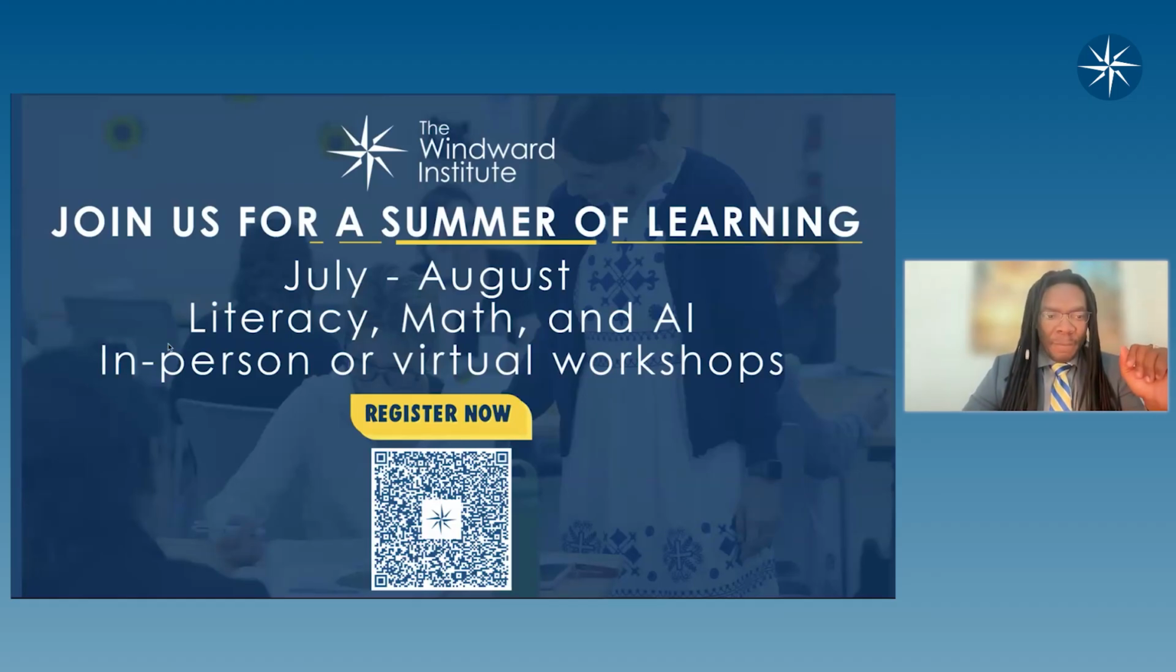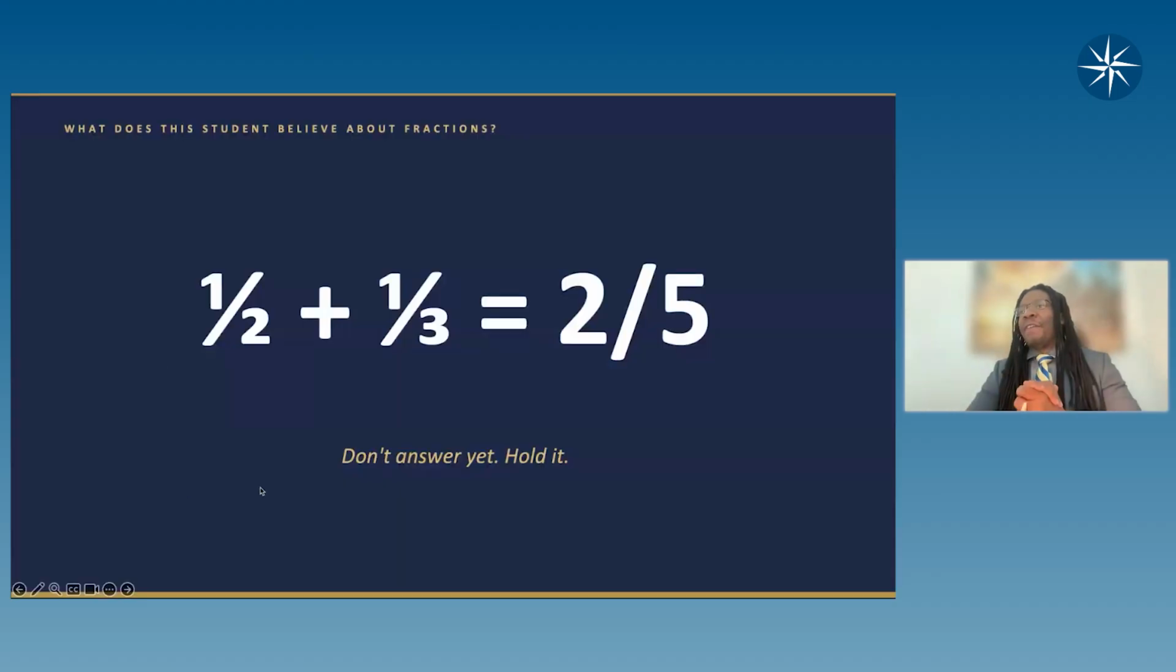But without further ado, I have this problem on the screen. You will type yes or no if you have seen this type of response from your students. Have you ever seen this type of response from your students when it comes to fractions? 1/2 plus 1/3 is equal to 2/5. Have you ever seen this? Yes. Someone said yes. It's a very common error. In the research, one of the most common errors.